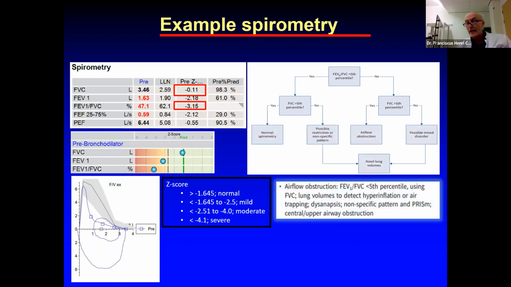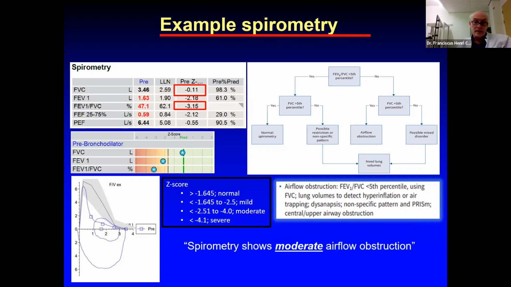And what we end up with is an airflow obstruction. And here you can see the clarification. FEV1 is below the fifth percentile, so below the lower limit of normal. FVC is normal, but sometimes lung volumes are still very necessary to see if you have hyperinflation, because if there is an obstruction, your residual volume might be too high, FRC might be too high, your total lung capacity might be too high. If you want to know that, then you need static lung volumes.